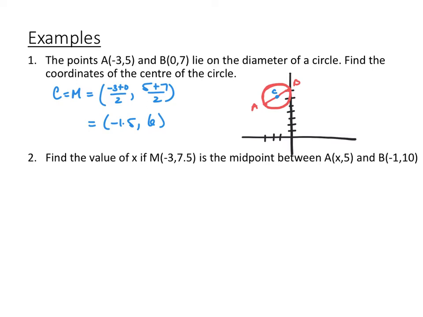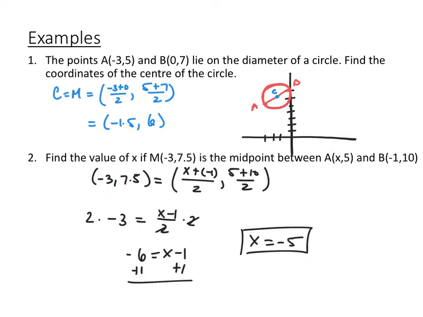So in this next example, we have a midpoint, negative 3, comma 7.5, and we know it's the midpoint between points A and B, where A is x, comma 5, and B is negative 1, comma 10. So given that we know the midpoint, find the value of x. So if we're given the midpoint, negative 3, comma 7.5 would be equal to the average of the x's and the y's, so x plus negative 1 divided by 2 and 5 plus 10 divided by 2. Since this one's complete, you don't have to worry about the y's. So I set negative 3 equal to x minus 1 over 2 and solve for x. So multiplied both sides by 2, negative 6 equals x minus 1, and then add 1 to both sides, and you end up with x equals negative 5.